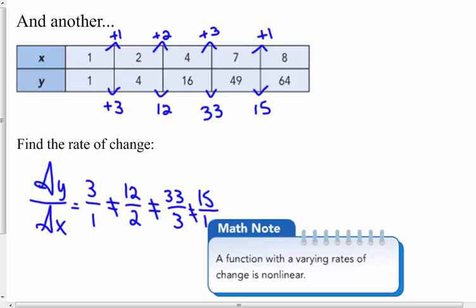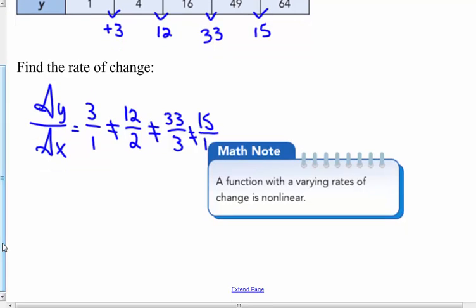They are not equal. So there is no constant rate of change. This is not an equal ratio here. A function with a varying rate of change is nonlinear. There's no constant here. So my delta y over my delta x is not the same.